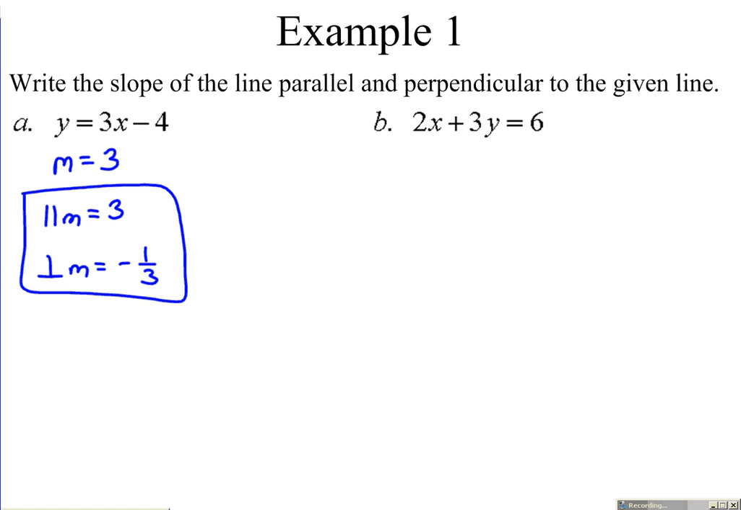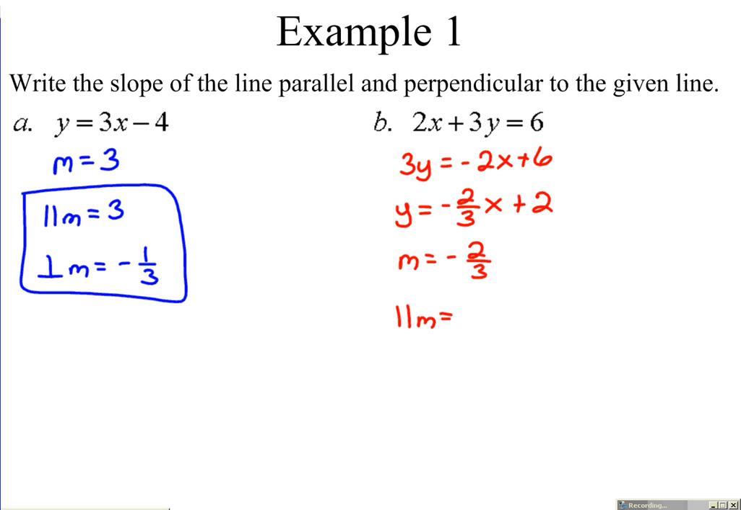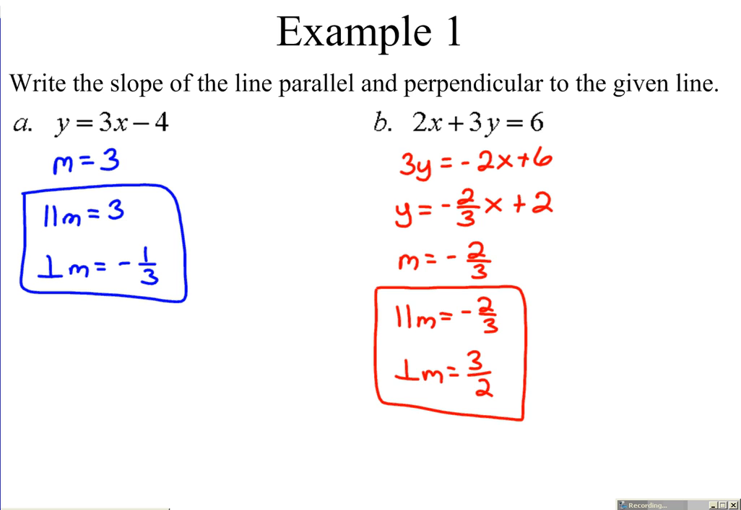Letter B, 2x plus 3y equals 6. First thing we need to do is find the slope of this line. So I want to solve for y. Subtract the 2x over. Divide everything by 3. We get negative 2/3 x plus 2. So we know this line has a slope of negative 2/3, which means any line parallel to that line has a slope of negative 2/3. Any line perpendicular to that line has a slope of positive 3/2.